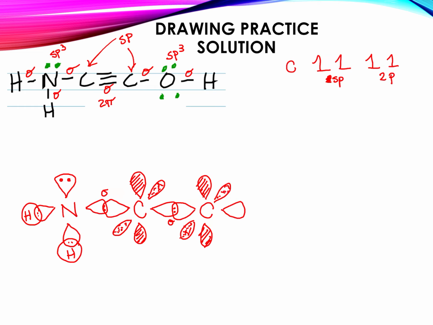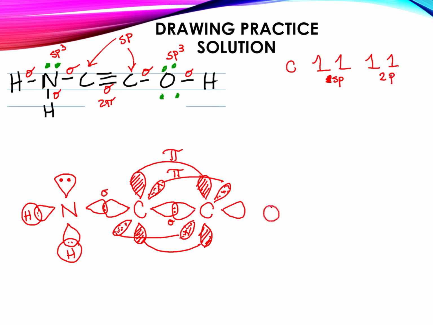All right, so we've shown the sigma bond. Here's one of the pi bonds that's going above and below the plane, so that's 1 pi bond, and the other one is going into and out of the plane. So that's our second pi bond. Now we've got our carbons taken care of. We can move on to our oxygen.